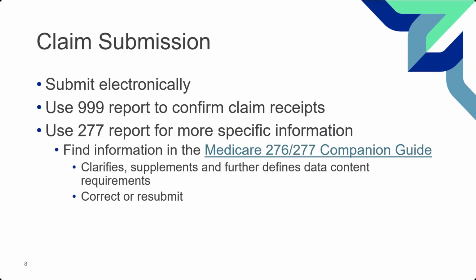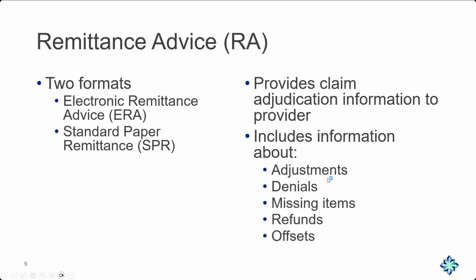Our electronic data interchange, or EDI staff, did create a 276-277 companion guide. They prepared this to help submitters understand the claim requirements and also to know and recognize when they need to correct or resubmit claims. We call these pre-pass edits. Claims that move past the pre-pass edits are going to generate a remittance advice. This is also referred to as the RA. Some people call it the notice. A lot of people have different names for the remittance advice, and so you might hear me calling it the RA, the remit, or the notice throughout this presentation today.